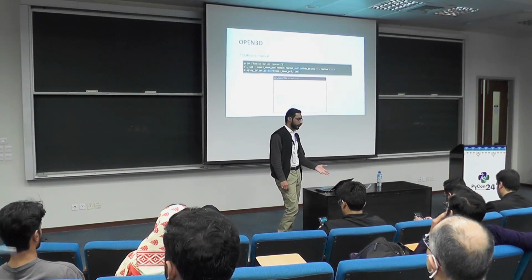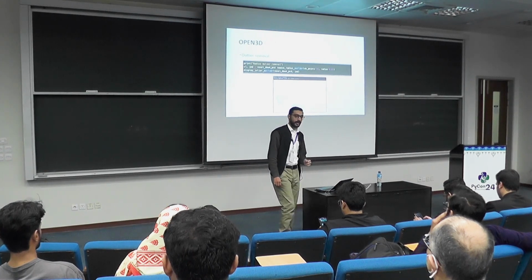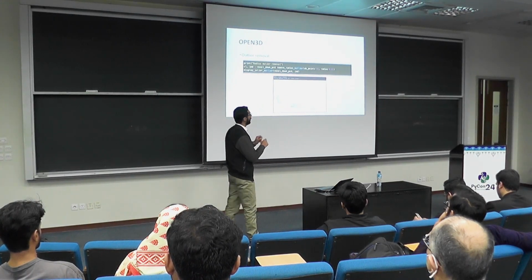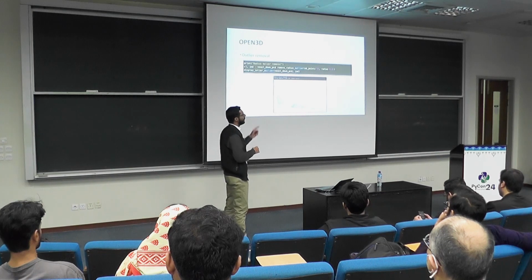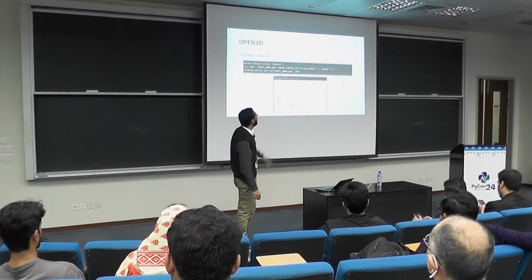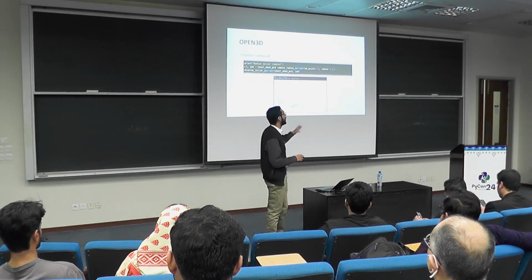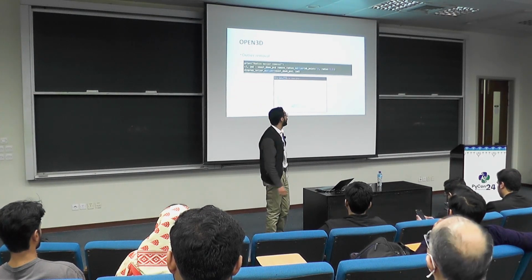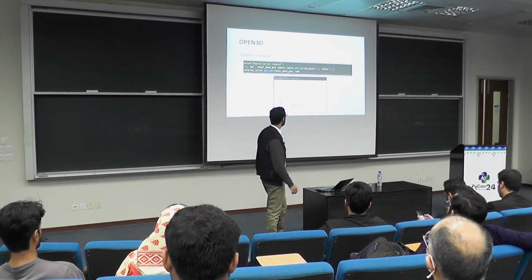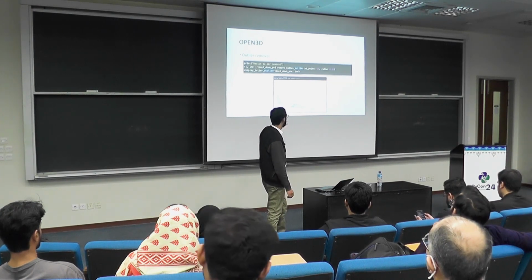The second one is the radius outlier removal. We can give it a radius, like in this example, 0.05. It will remove the points that have fewer points in a certain radius in their neighborhood. So in this example, it has removed those red points.